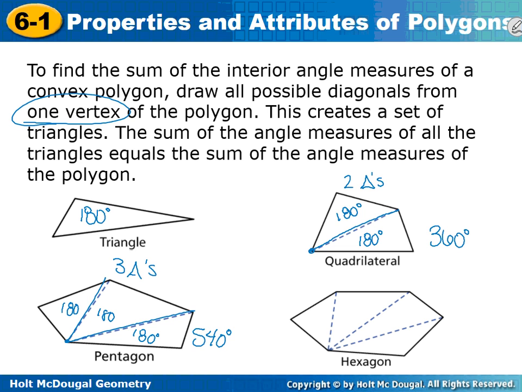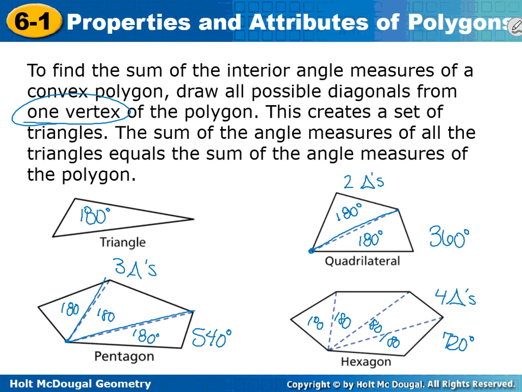All right, hexagon. Again, same idea. If I go from one vertex and draw in all the diagonals, how many triangles does it make? 4. And so what's the sum of all the angles going to end up being? 720. Because we're going to take this 180 and we're going to multiply it by what? 4.